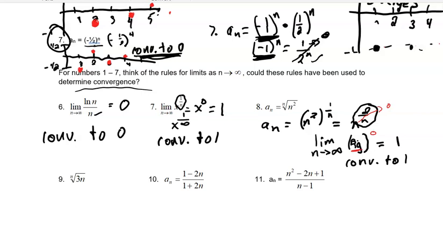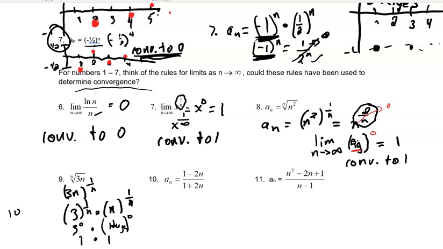9, similar. Rewrite this first. So 3 to the n to the 1 over n. And this would be 3 to the 1 over n times n to the 1 over n. And then again, same thing would happen. This is always a 3, but it would become 3 to the 0 power. This would become a huge number, but it wouldn't matter because it's ultimately going to be getting raised to a power of 0. So we would have a 1 times a 1. This is going to converge to 1.